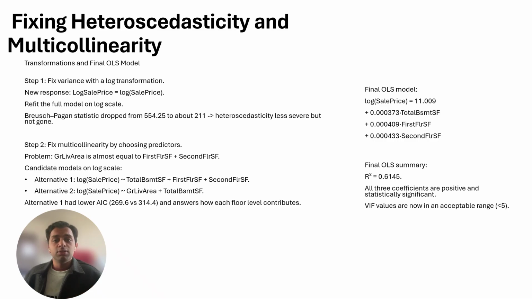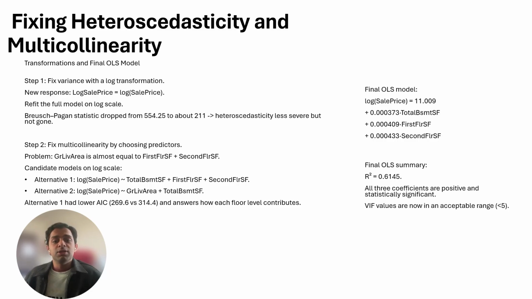However, it did not disappear. To solve the multicollinearity issue, we realized that greater living area was the sum of first and second floor at minimum. So we then made two models, one with and one without. And we took the one with the lower AIC value because it contributes better for prediction.